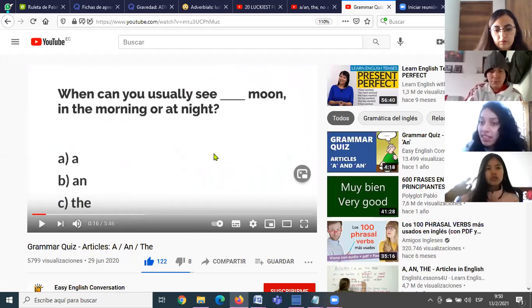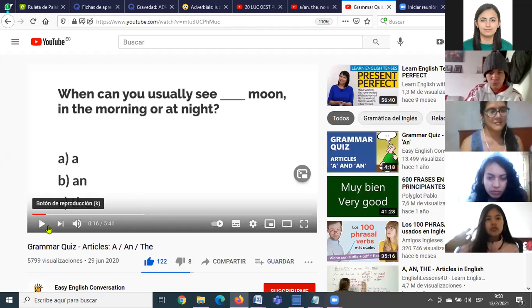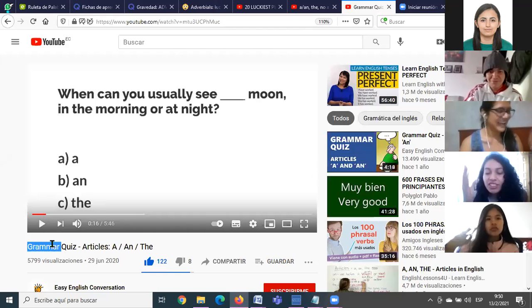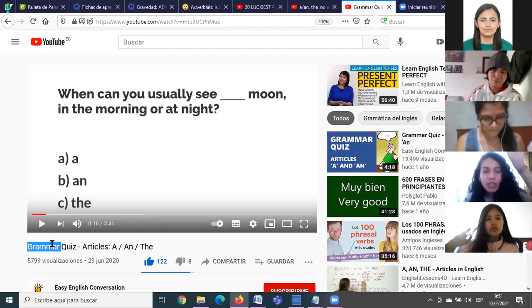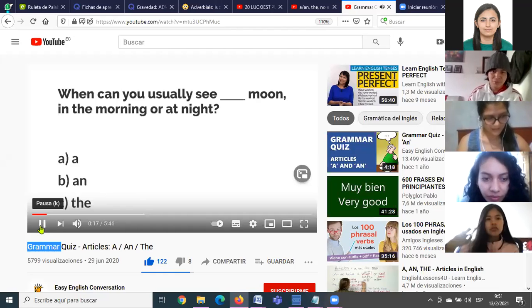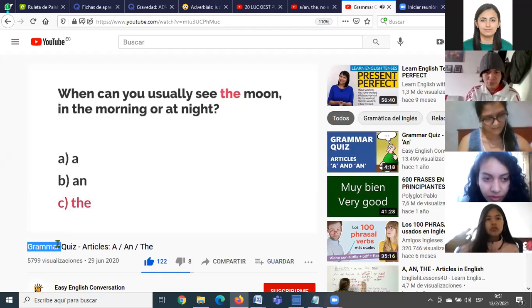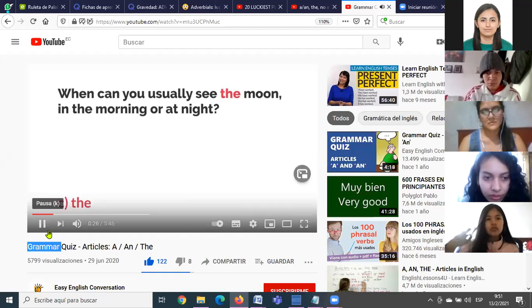Why? ¿Por qué será así? Because it is one moon for the year. Exactly, ajá. Because there's just one moon. O sea, todos conocemos la luna, entonces ya es algo que conocemos. No hace falta decir como que hay una luna, dos lunas. No, the moon. Everybody knows it. When can you usually see the moon, in the morning or at night?